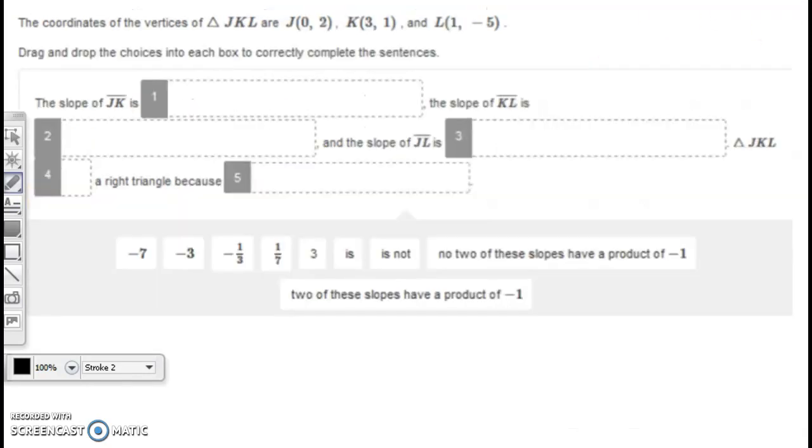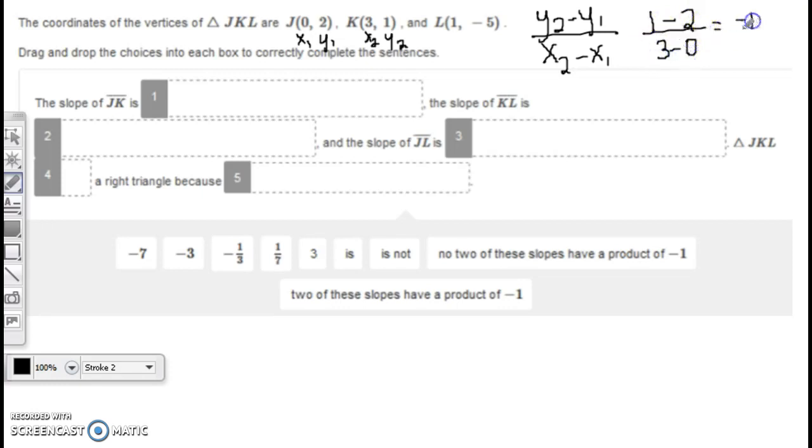All right. Let's try the next one. Here we have coordinates of a triangle. Okay, so the first thing we have to do is find the slope of JK. So this time I'm going to use the slope formula. Remember, that's the change in y over the change in x. All right, so if I'm doing J and K, I'm going to go ahead and label this one x1, y1, and this is x2, y2. And then I'd plug them in. So y2 minus y1 over x2 minus x1. And the slope there is negative 1/3.